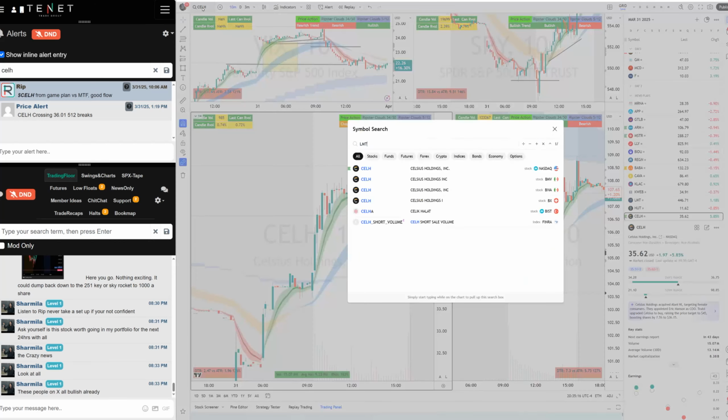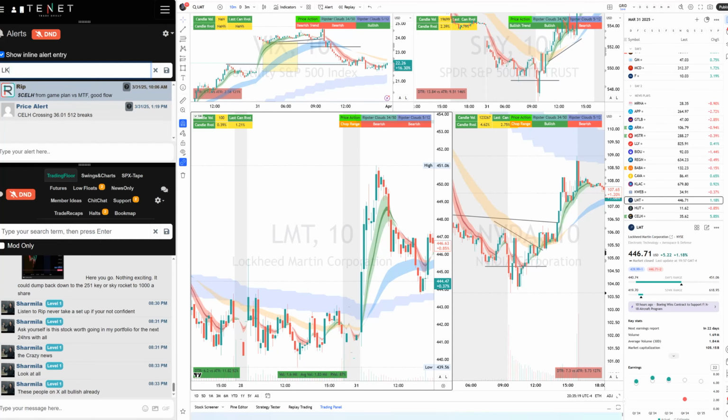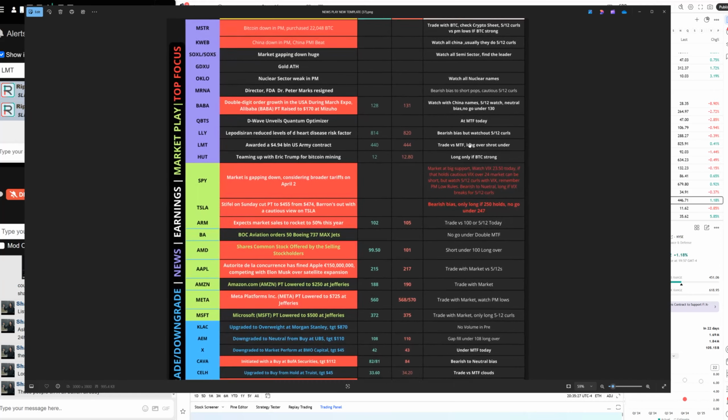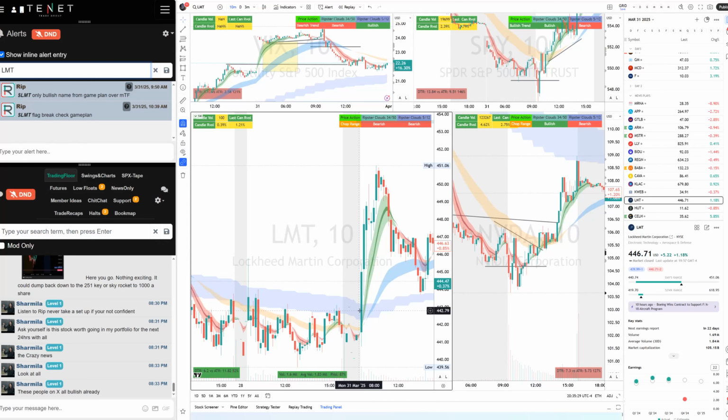There are some other setups today that were decent. LMT was another decent one. It was a trade versus MTF, long over, short under. It was a similar setup to CELH. Today all the setups that were working were MTFs. I did mention that we don't have MTFs on everything else because everything is far away from the daily and 1 hour EMAs. That's why there's no MTF cloud. But you saw LMT and CELH, they were decent longs. It was the only bullish name from our game plan, and it did push nicely.